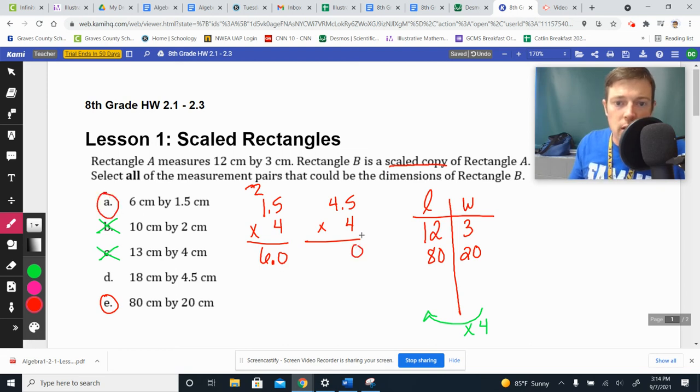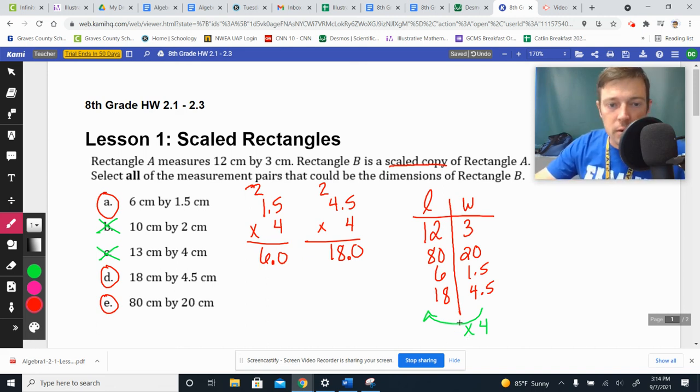And then 20, carry our 2. 16 for 4 and 4. Add the 2 is 18. Move our decimal over 1. And that one works. So all of these, the 1.5 and the 6 and the 4.5 and the 18, they all fit in this table with the same constant of proportionality. Therefore, they are all scaled copies of one another.